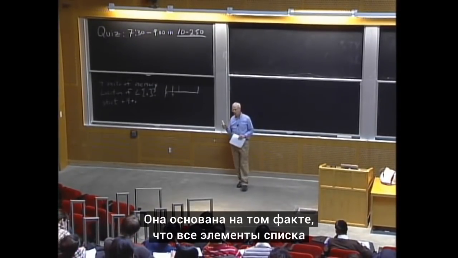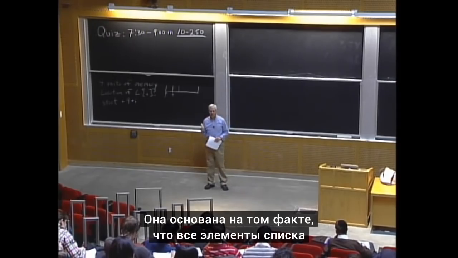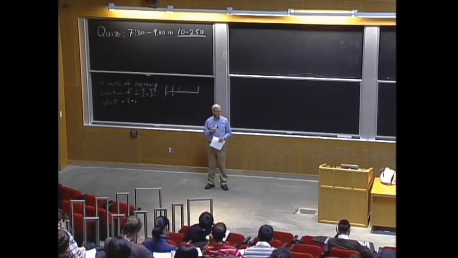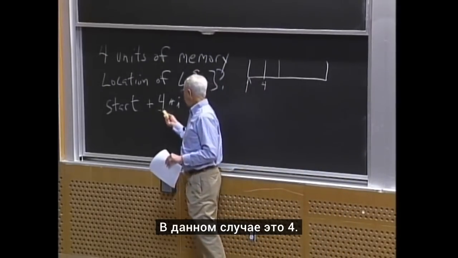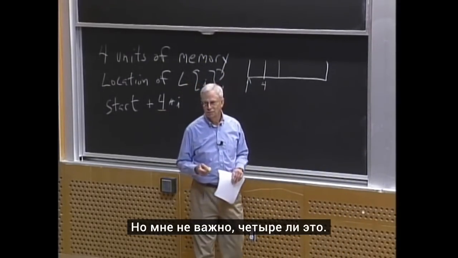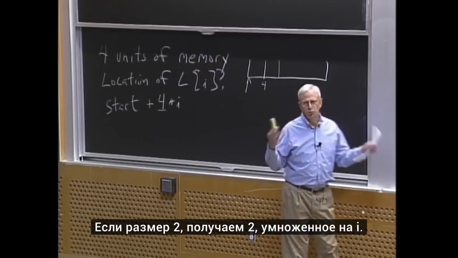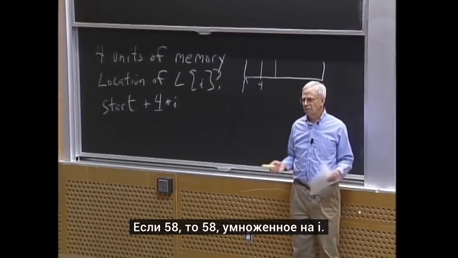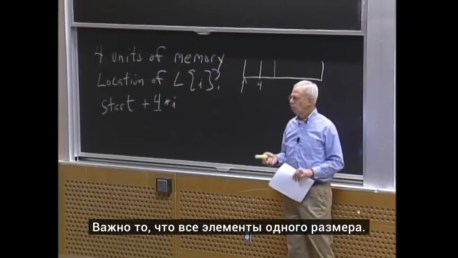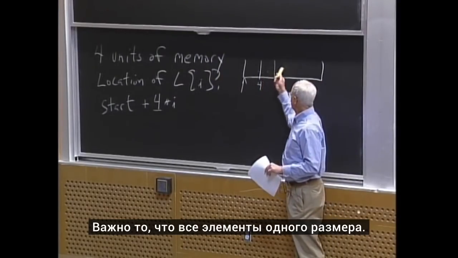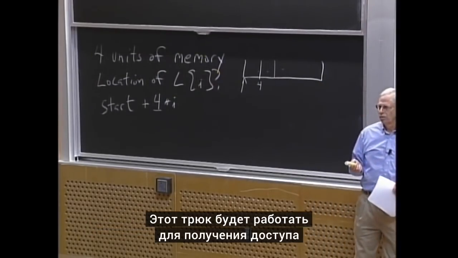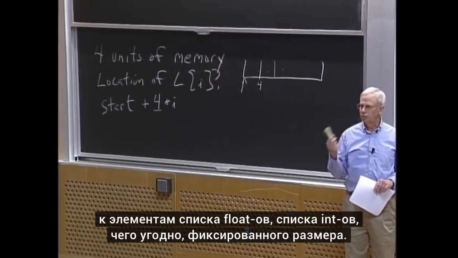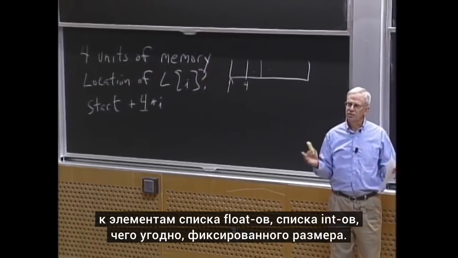It depends upon the fact that each element of the list is of the same size. In this case, it's 4, but I don't care if it's 4. If it's 2, it's 2 times I. If it's 58, it's 58 times I. It doesn't matter. But what matters is that each element is the same size. So this trick would work for accessing elements of lists of floats, lists of ints, anything that's of fixed size.